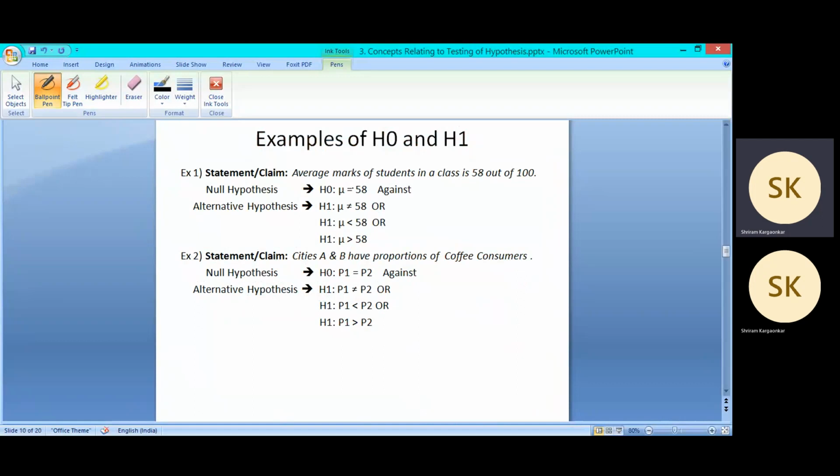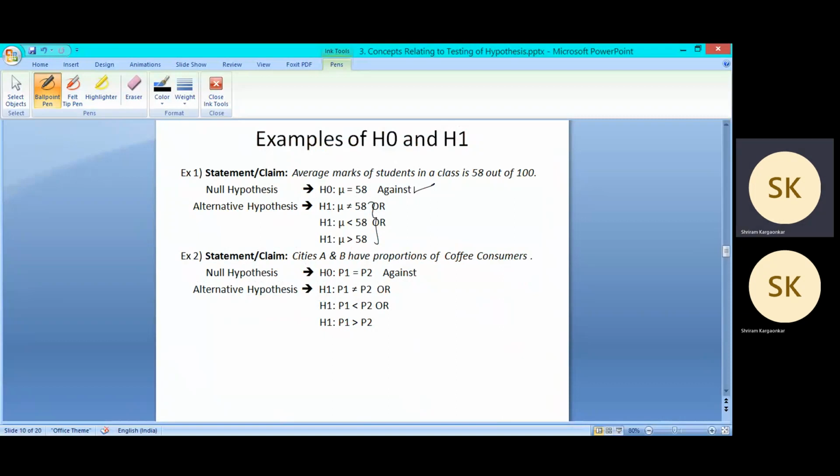Then these are a few examples. The average marks of students in a class is 58 out of 100. This is the null hypothesis, and these are the alternatives.